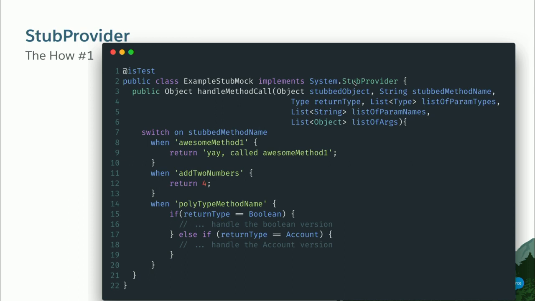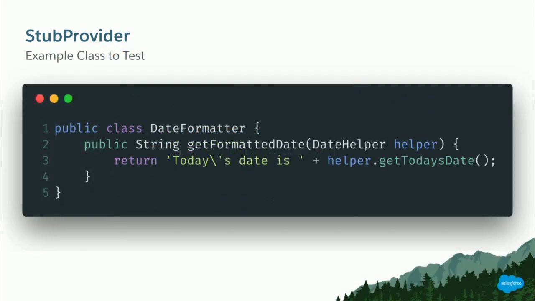So how do we actually invoke the stub provider? Let's look at an example here. And the stub providers can be a little confusing because you have to use what's called dependency injection. And that's the core of how they work. So we're going to have a little side conversation on dependency injection, and then we're going to show the example of how stub providers work.